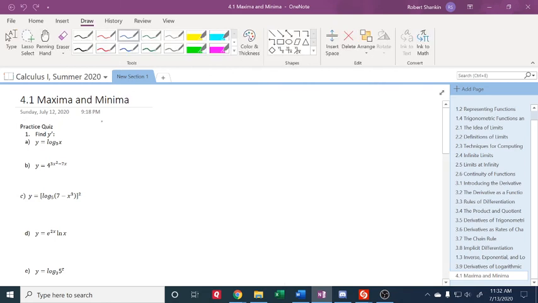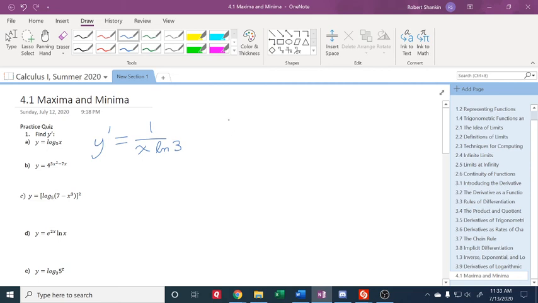Let's look at this first one. So y prime. The derivative of ln of x is 1 over x. So this one is also 1 over x. And then there's a penalty factor for the base not being e. And so it's 1 over x ln 3. When there's a denominator, the penalty factor goes into the denominator.